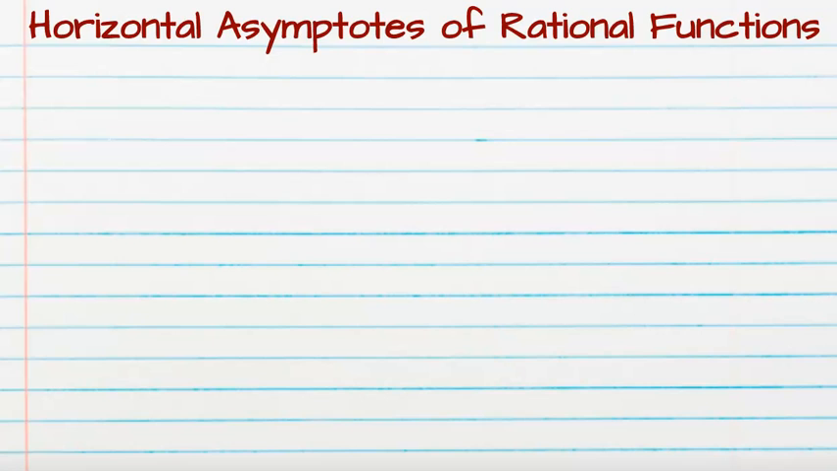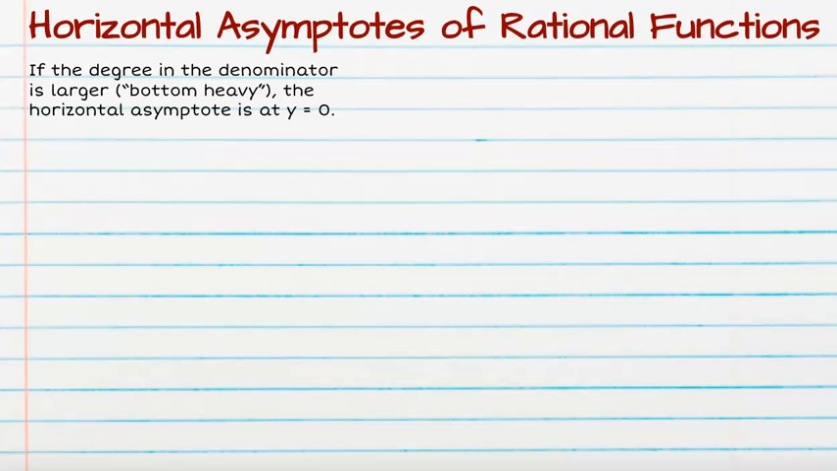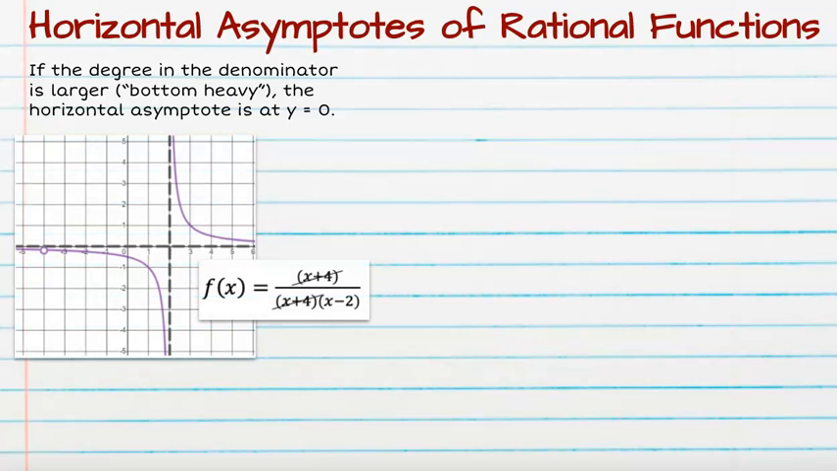Along with vertical asymptotes are horizontal asymptotes. Horizontal asymptotes are a little bit more complicated. If the degree in the denominator is larger, or you can think of this as bottom heavy, the horizontal asymptote will always be at y equals 0. So if we consider this example and the degree in the numerator and denominator, we have that the degree in the numerator after canceling is 0 because there is nothing left there except the 1 placeholder. The degree in the denominator is 1 because there is still a single x to the first power. So our asymptote will automatically be at y equals 0.